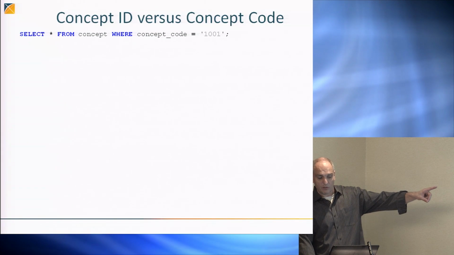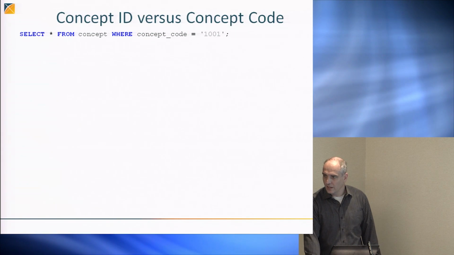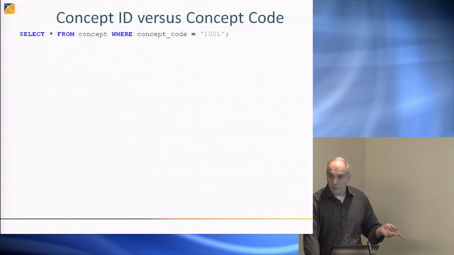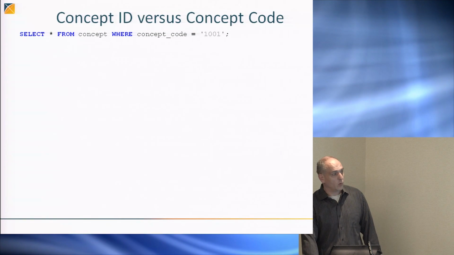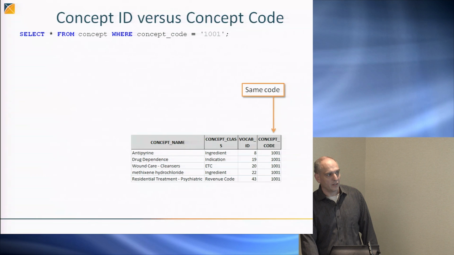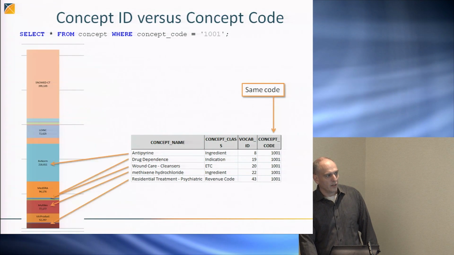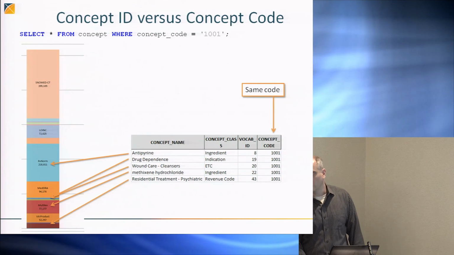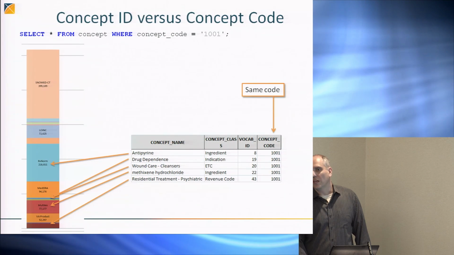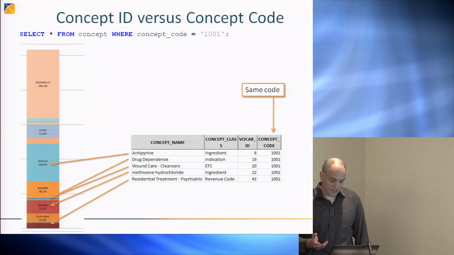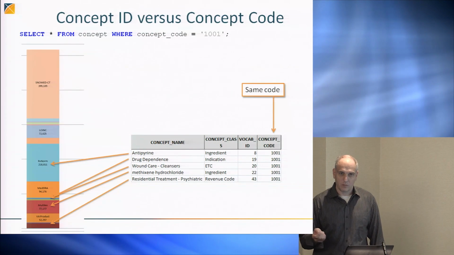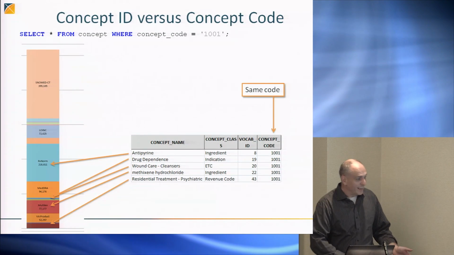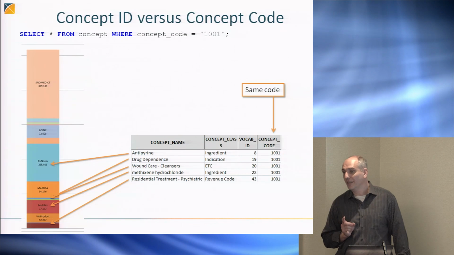For example, if you say select star from concept where concept code is 1001 and you don't specify the vocabulary, you get concepts from any of the vocabularies where the code happened to be 1001. And of course, this is a whole lot of different things, right? It's the same code, and it's a drug, an ingredient, an indication, a drug class, and the revenue code. So we need to, unfortunately, or fortunately, rename: the Pope was Mario Bergoglio, and now he's Francis. Everybody gets renamed, and they get an ID, and that is unique.